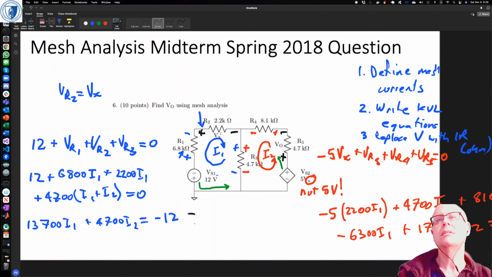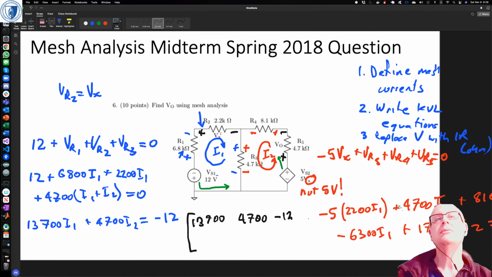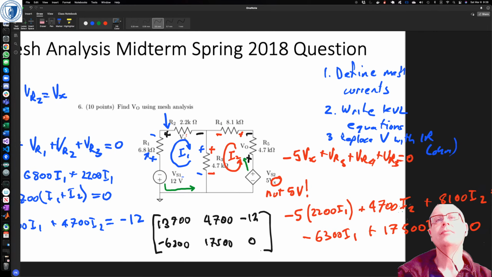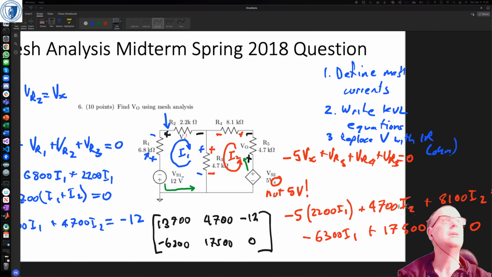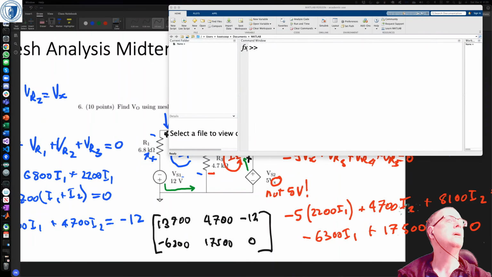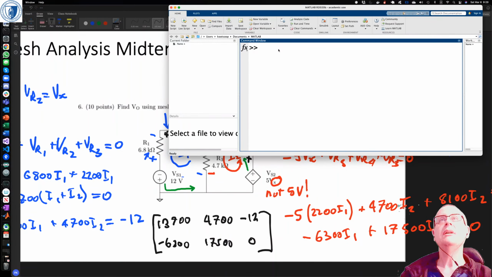It's going to be 13,700, 4,700 minus 12, minus 6,300, 17,500 and 0. Okay, now let's just pull up Matlab. Oops, it's over there. Let's move it over here so I can still see everything.